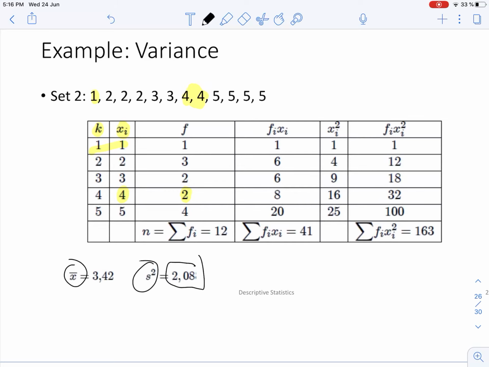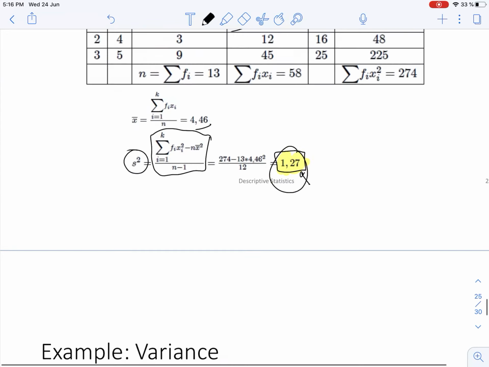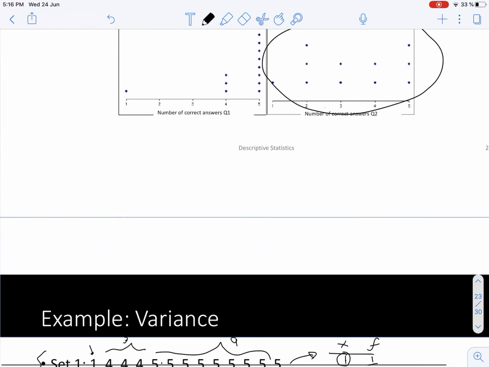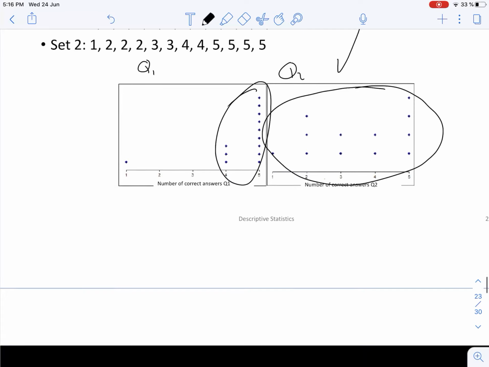So we can claim that set 2 has higher variability because the variance is higher. There is higher dispersion compared to set 1. And that kind of confirms our hypothesis, right? And our hypothesis was that the dispersion in Q2 was higher than in Q1.